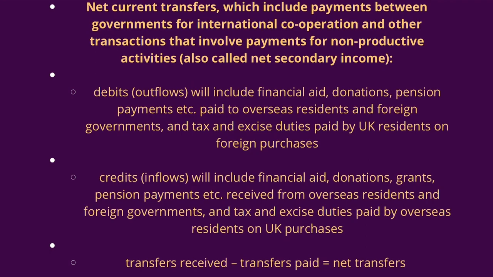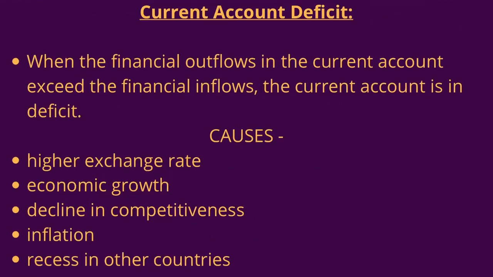Net current transfers includes payment between governments for international cooperation and other transactions. It involves payments for non-productive activities, like net secondary income. Net secondary income includes debits, outflows, which is financial aid, donations, pension payments. Credit inflows include financial aid, donation grants, pension payments received from overseas residents and foreign governments, and tax, excise duties paid by overseas residents. So transfers received minus transfers paid is equal to net transfers.